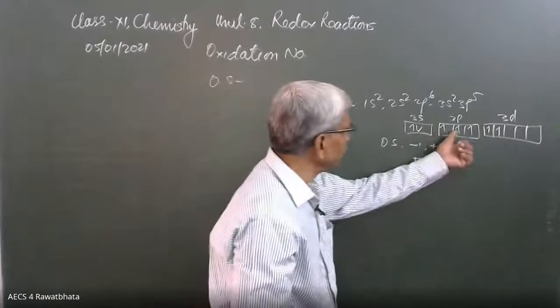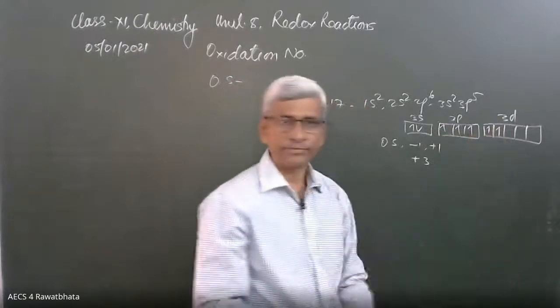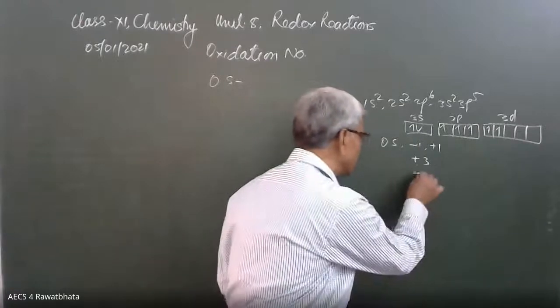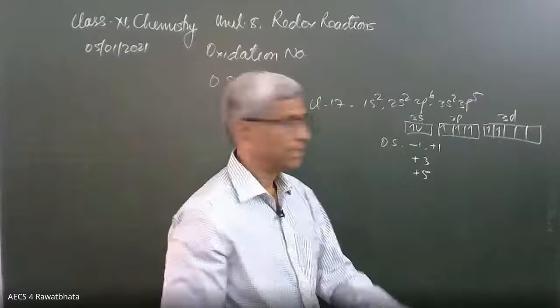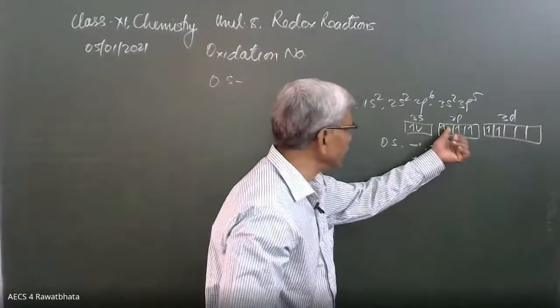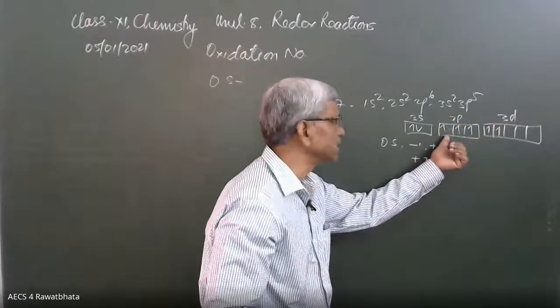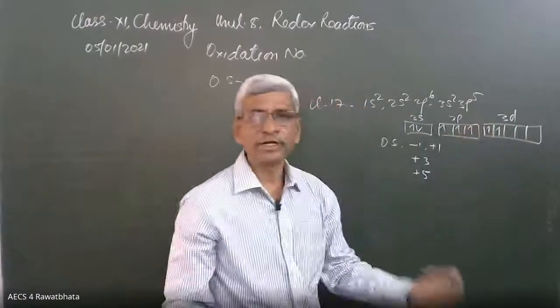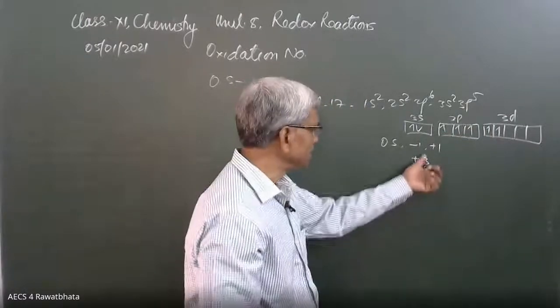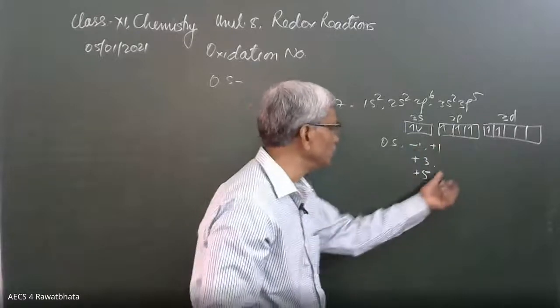So the number of unpaired electrons available is 5. Therefore, its next higher oxidation state is +5. See the difference of 2. Because of jumping one electron from the paired P subshell into D, 2 new unpaired electrons appear. That's why oxidation states differ by 2 units.